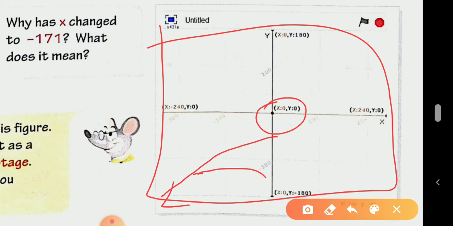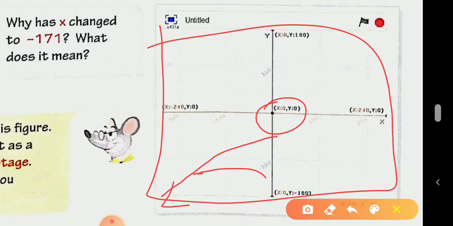Scratch stage means this is the stage where all your programs will run. So this is your Scratch stage. What do you observe? Here we observe the x-axis and y-axis. Two lines are available, a horizontal line and a vertical line. And the four squares are called quadrants.